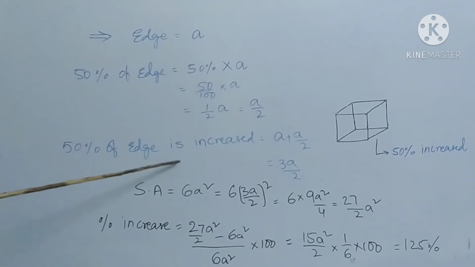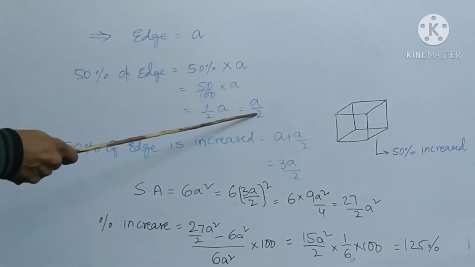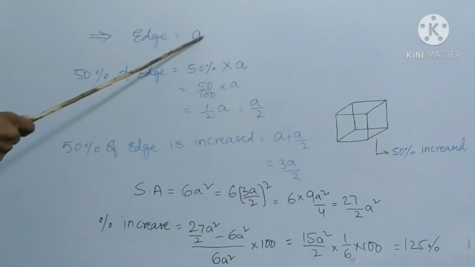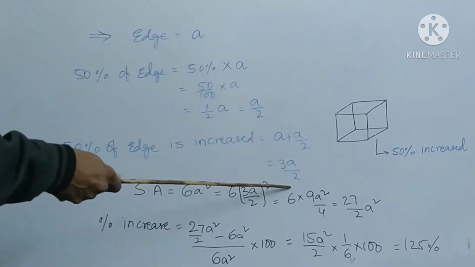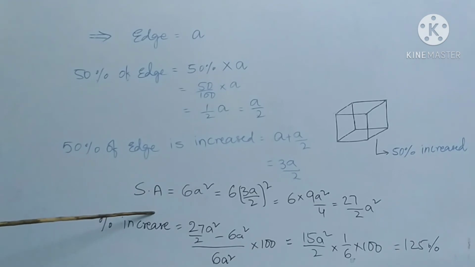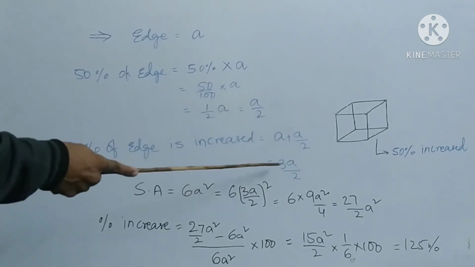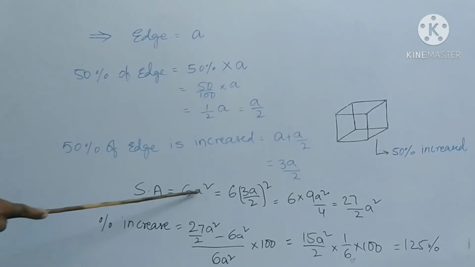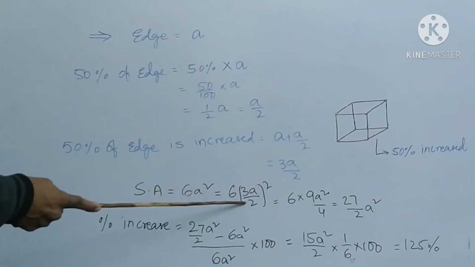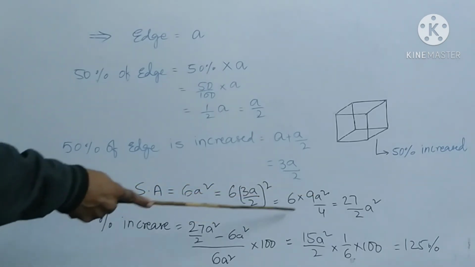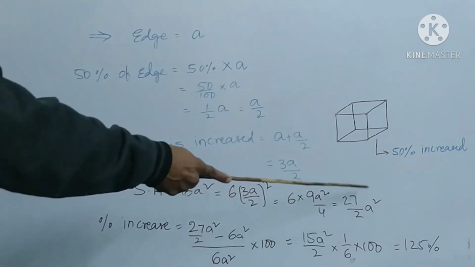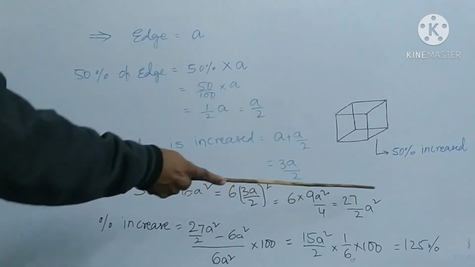So if the edge is increased by 50%, it means a plus a/2, which is equal to 3a/2. The surface area is the total surface area, with formula 6a square. When the edge is increased by 50%, the size of the edge is 3a/2. So we substitute 3a/2 instead of a: 6 into (3a/2) whole square, which is 6 into 9a square/4. After cancellation, that is 27/2 a square.